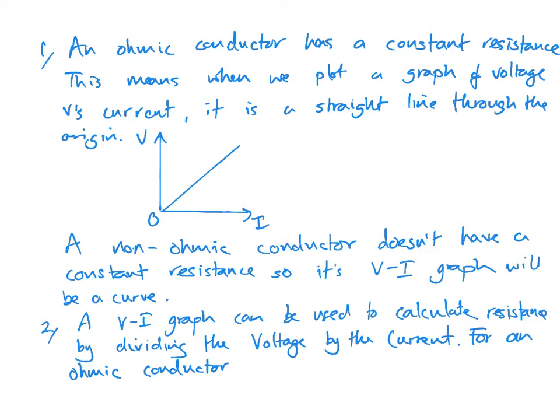In maths, what do you get if you divide the y by the x values? If you divide y by x in maths, or if I do y2 minus y1 over x2 minus x1, does that ring a bell? It's the gradient. Okay, so for an ohmic conductor, the resistance is the gradient of the straight line.